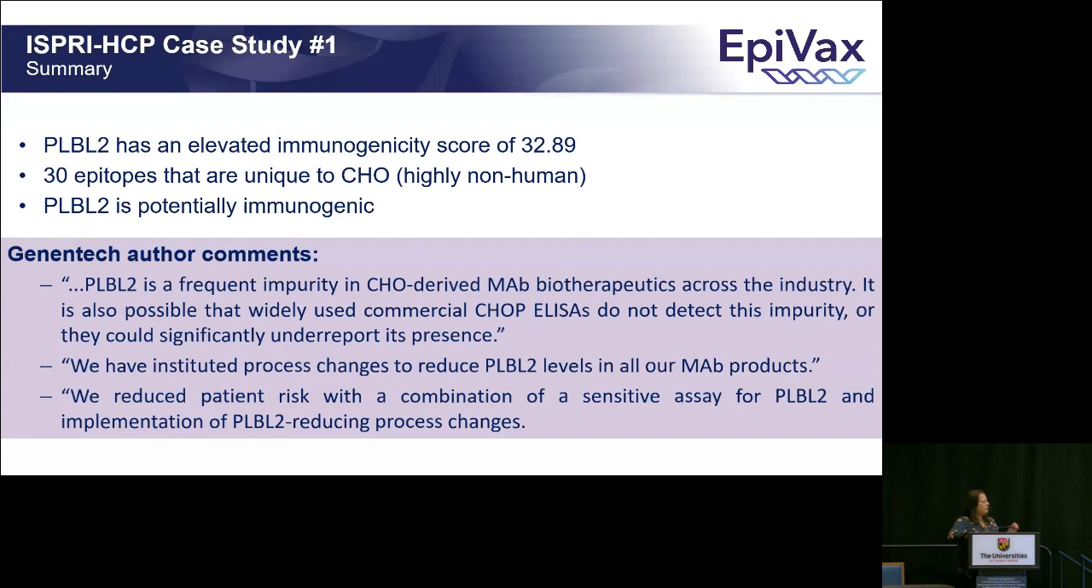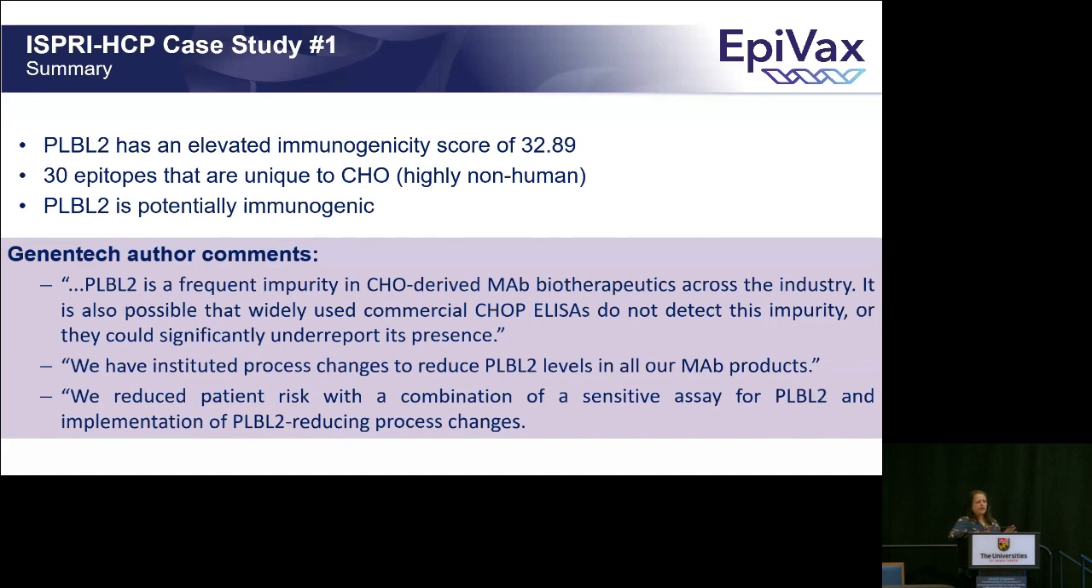However, we wanted to ask the question about host cell proteins in general, not just PLBL2, even though we had started noticing in our profiles that PLBL2 was one of the higher eluted proteins coming out with the drug product. So when we put this into the ISPRI tool, which Annie used to call choppy, she said, use the Chinese hamster ovary-derived informatics tool, because we have developed it just for looking at this.